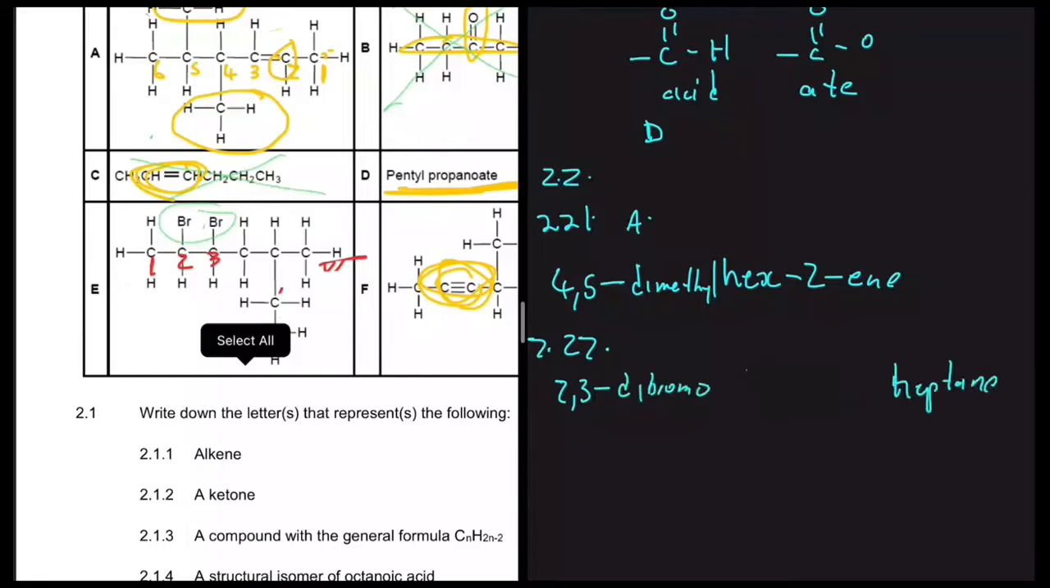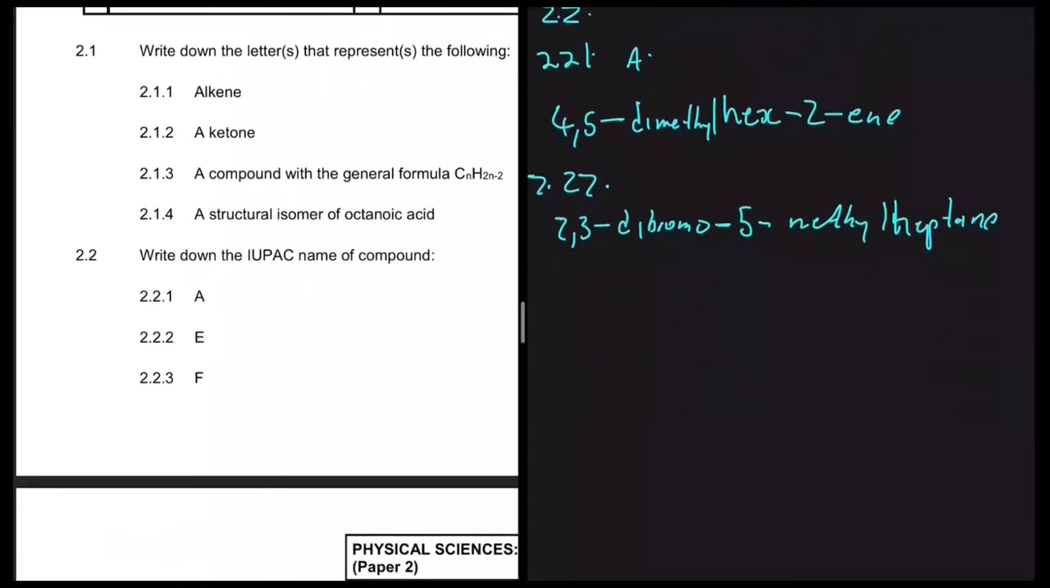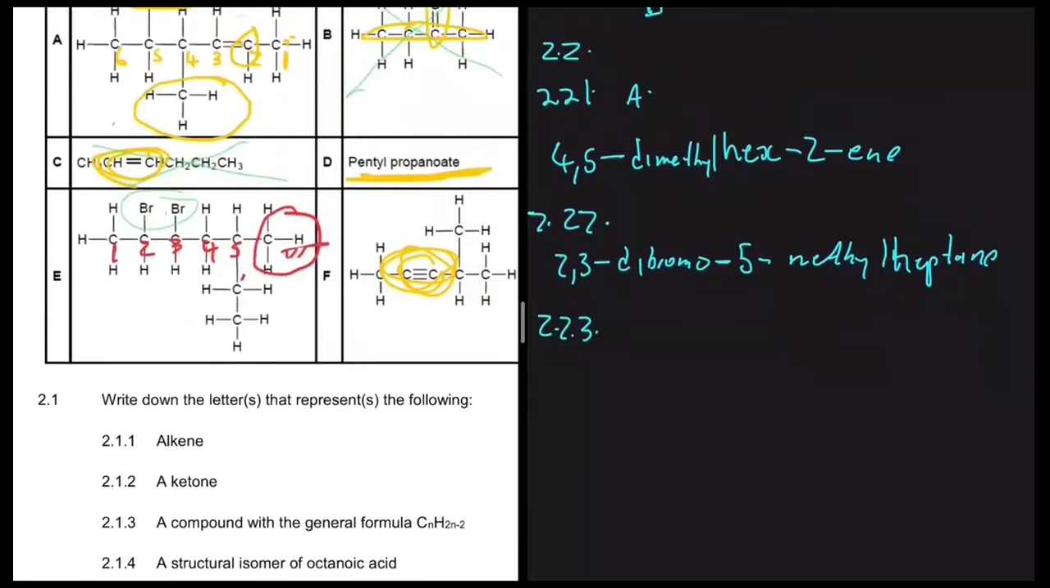And then we can look for the branch, right? Carbon number 4, carbon number 5, and on carbon number 5 we have methyl, right? So we're going to have dash 5 dash methyl. And then there goes our IUPAC name. And then last but not least, we have 2.2.3, which says let's write the IUPAC name of compound F.